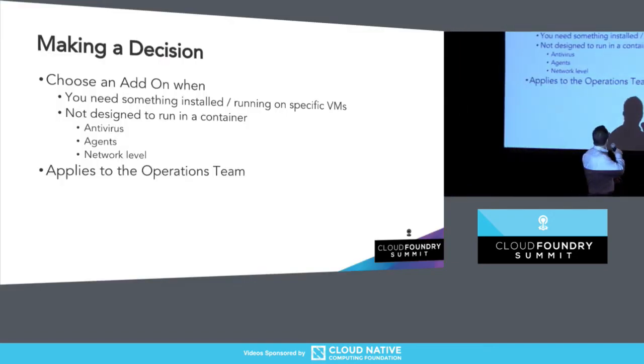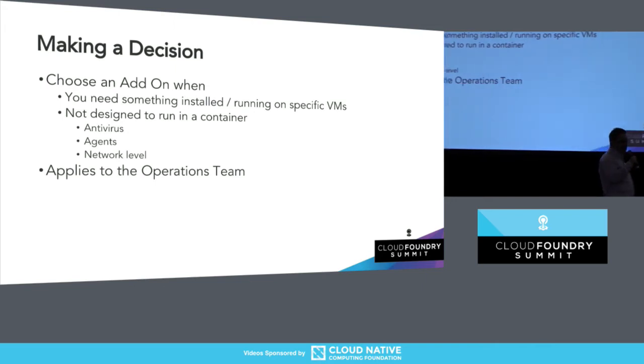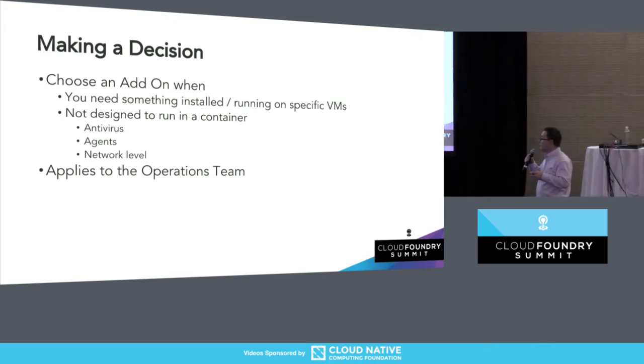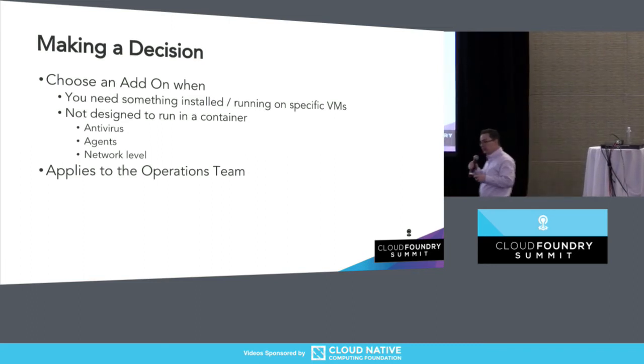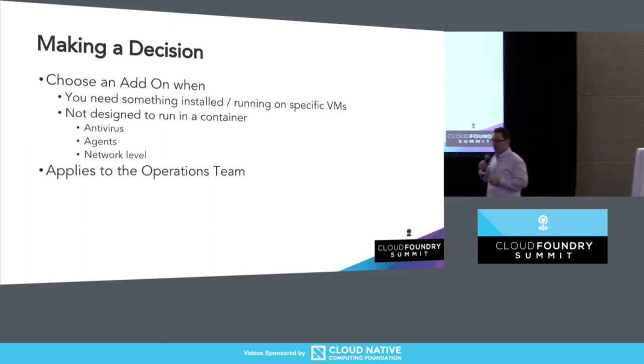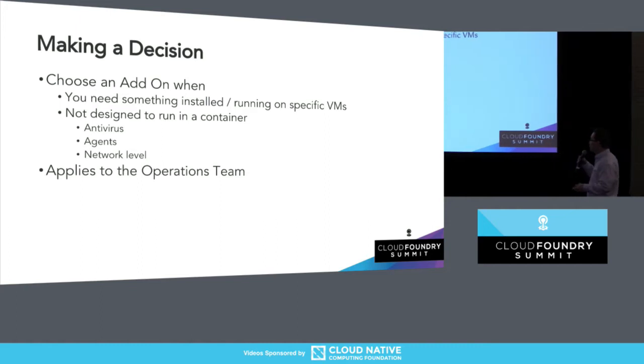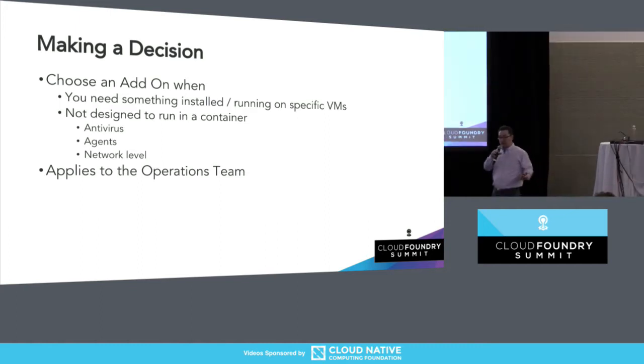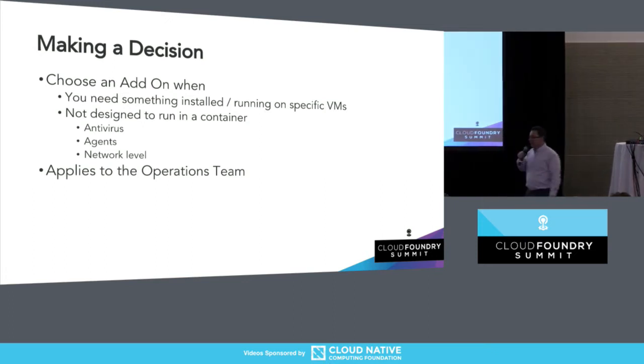And it's pretty straightforward. Basically, you want to choose an add-on when you want to affect everything at a virtual machine level, right? You want it installed in the virtual machine, things that don't work inside of a container. So these are typically lower level things, like at the network level or antivirus, certain types of agents, maybe security agents that you're running. And the teams that are actually going to be doing this is your operations team.